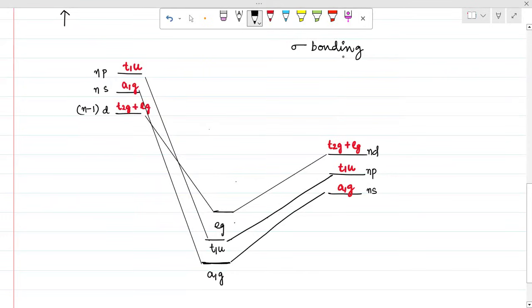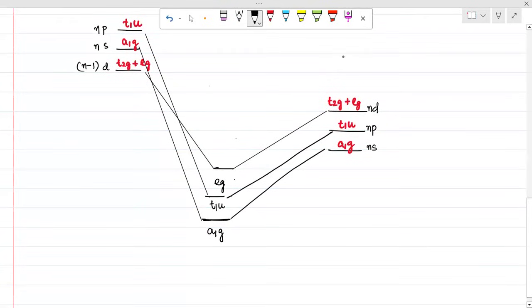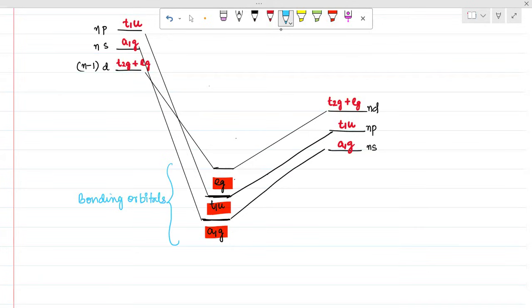This is the diagram. Can you see? So the mixing is like this. It follows the order of the ligand because the orbitals over here are closer to that of the ligand. So it's A1G, T1U, Eg. These are the bonding orbitals. As the bonding orbitals are more closer to that of the ligand orbitals, they have higher ligand character.